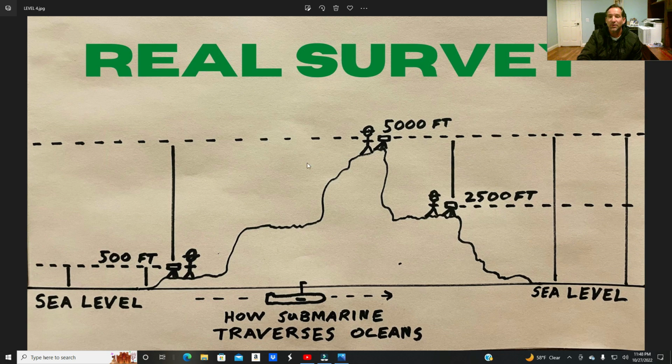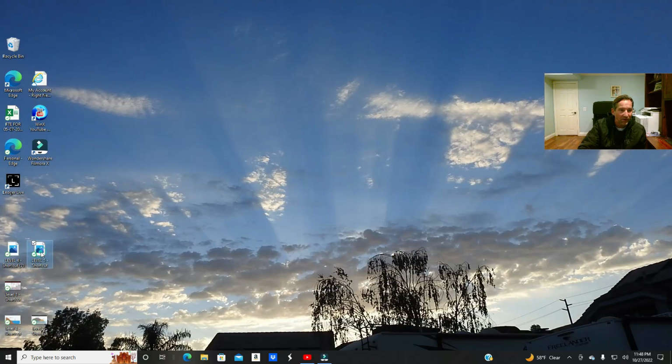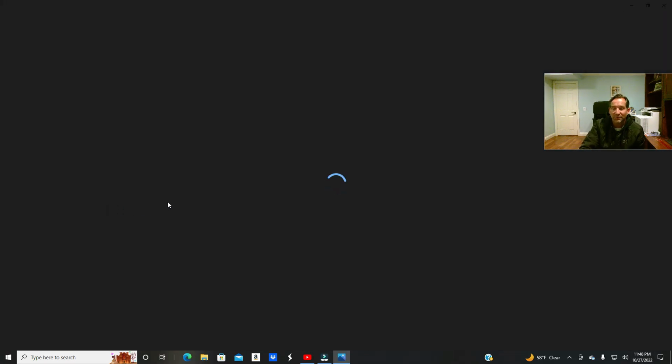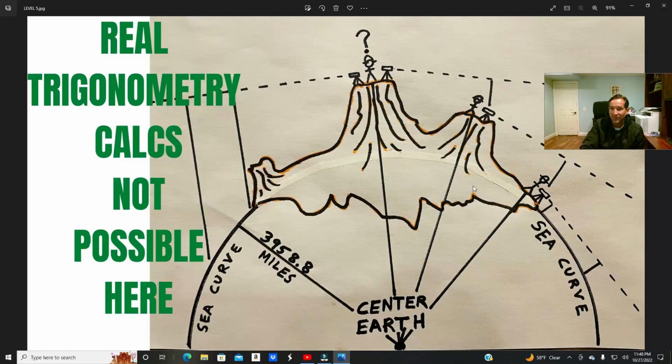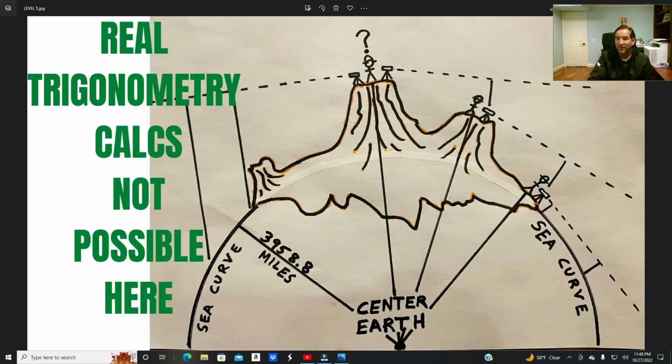So a compass wouldn't work. Not funny. It's basic stuff. It's super, super basic stuff. Okay. And that's what's funny about it. This stuff is so basic and so easy to get your mind wrapped around, once you stop with the illusions and let that brainwashing get out of your mind, it's easy. Okay. Real trigonometry calculations that surveyors use in real life is not possible here.